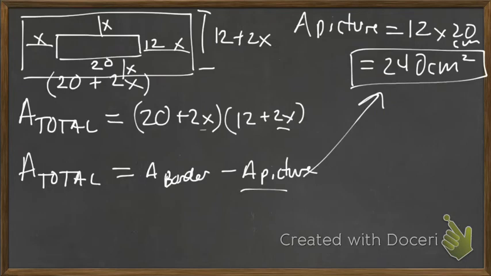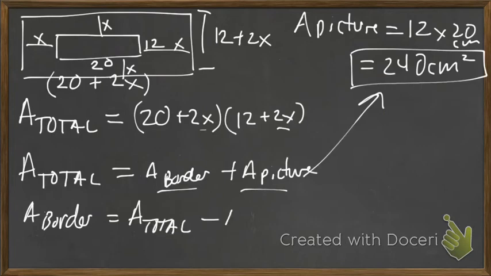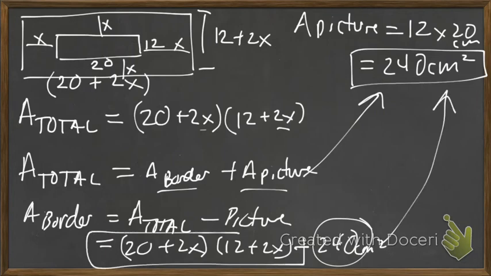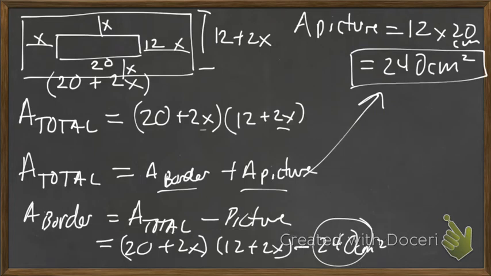So, what we're going to say is, we're going to write this out again. So the area of the border plus the picture is the total area. So, if we rearrange this, the area of the border, excuse me, let me write that again, will be equal to the total area, subtract the picture. And that's going to look something like this. 20 plus 2x multiplied by 12 plus 2x, subtract 240. So we got this measurement, centimeters squared, from there, and this measurement from here. Okay? Now, that's just setting up our equation.